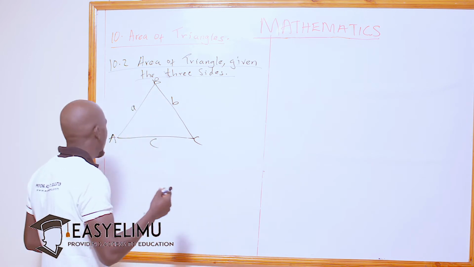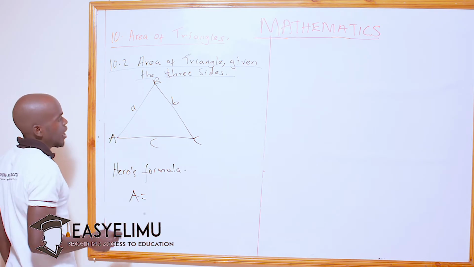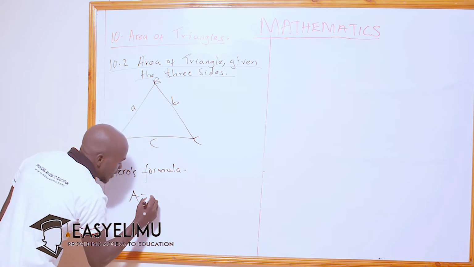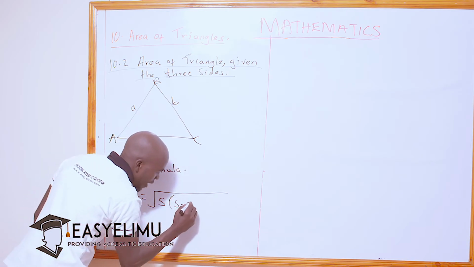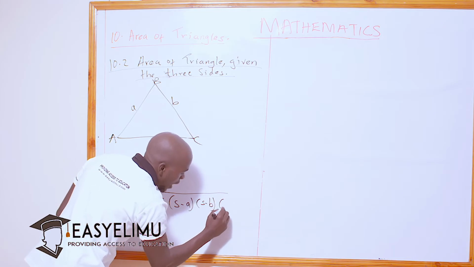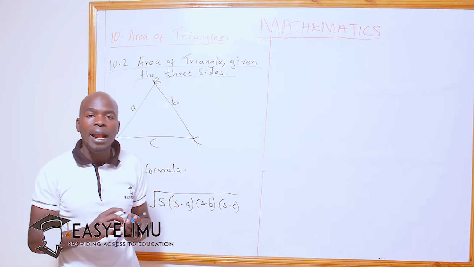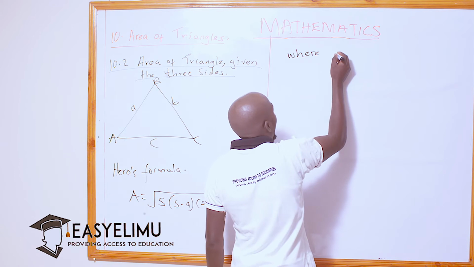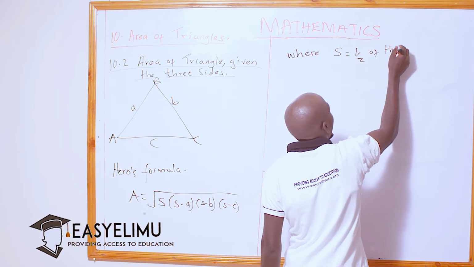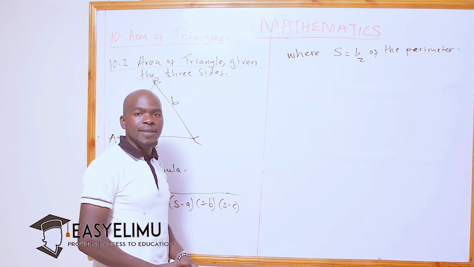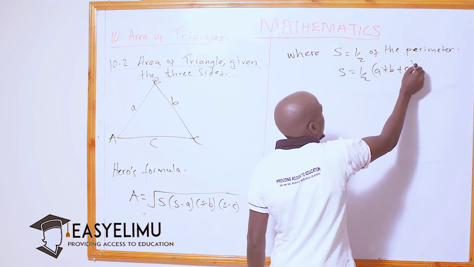Hero's formula is given by: the area of the triangle, for example triangle ABC, is the square root of S into S minus A, S minus B, and S minus C, all the written measurements there being under the bracket, where S is equal to half of the perimeter of that triangle, meaning that S is equal to a half into A plus B plus C in brackets.